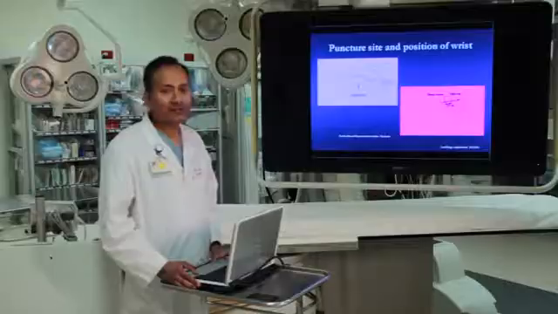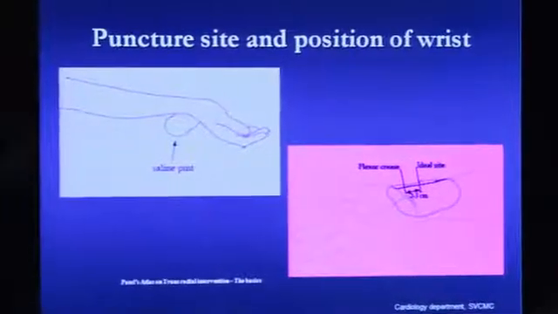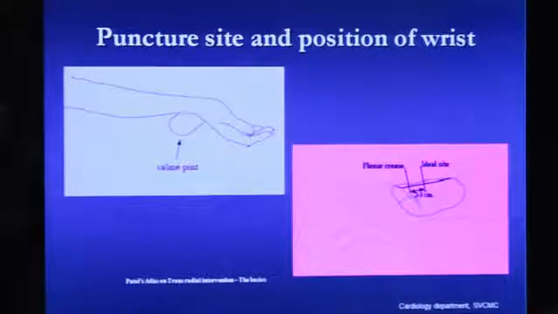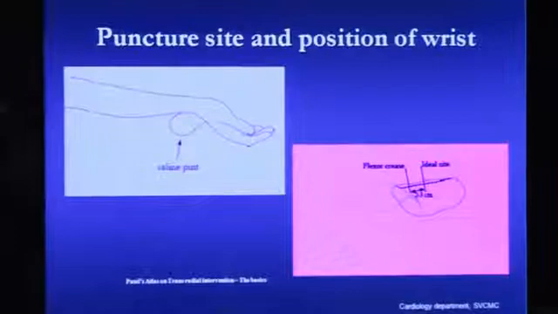Another important thing to realize is the puncture site and the position of the wrist. What we try to do is to elevate the wrist, usually using a rolled up towel beneath the wrist to push the artery up. Then a little amount of lidocaine is applied to the access site. And the access site, remember, needs to be 10 to 30 millimeters from the palmar crease. Only a small amount of lidocaine is introduced initially so that you are still able to palpate the radial artery.